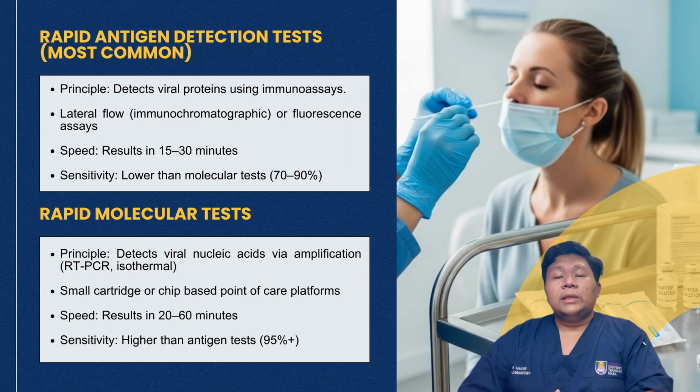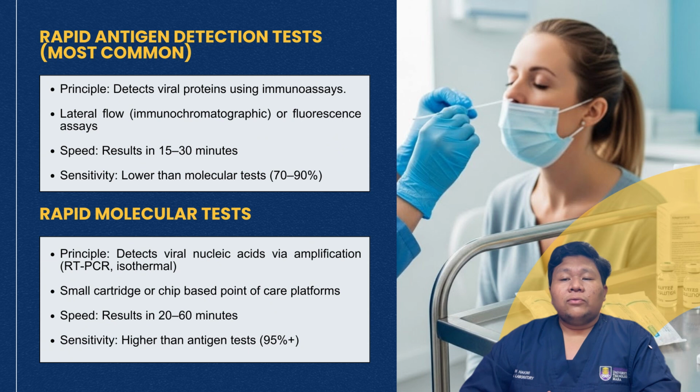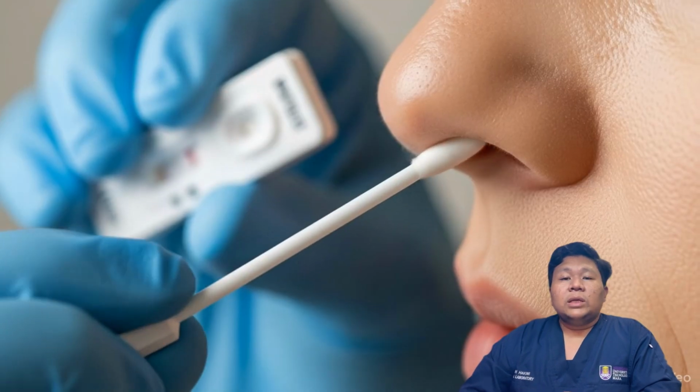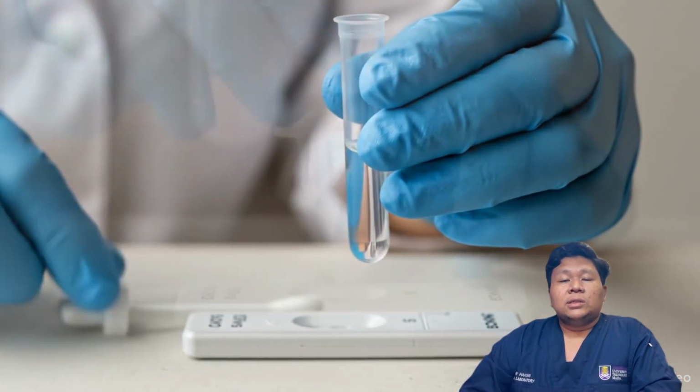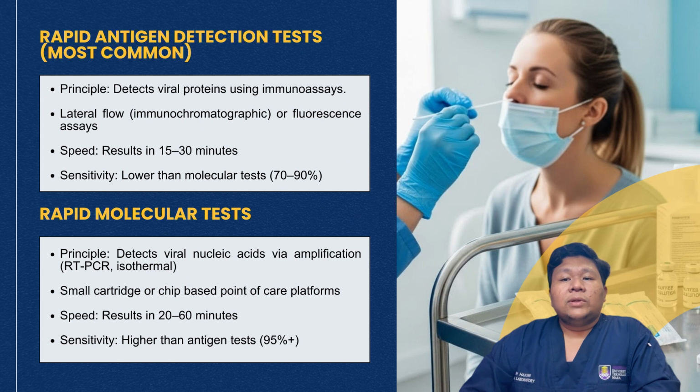Now, let's dive into rapid antigen tests. The principle behind these tests is straightforward. They detect viral proteins using immunoassays. Most rapid antigen tests use a lateral flow or immunochromatographic format, similar to how pregnancy tests or COVID-19 home tests work. Some use fluorescent-based immunoassays. The turnaround time is impressively fast, typically 15 to 30 minutes from sample collection to result. However, it's important to note that the sensitivity is lower compared to molecular tests, ranging from 70 to 90%. This means there is a higher chance of false negatives, so a negative antigen test doesn't completely rule out infection.